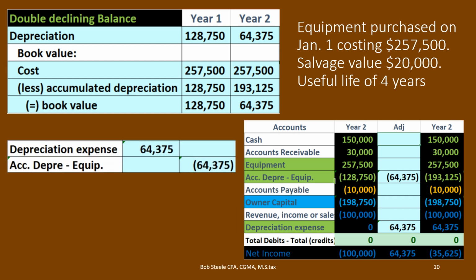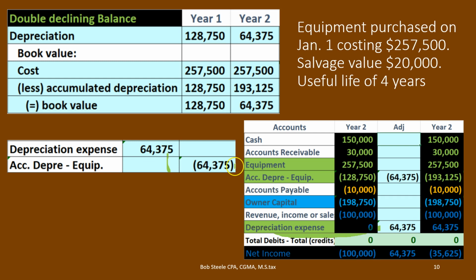The journal entry is going to be a debit to depreciation expense. It's an adjusting entry. So we debit the income statement account, making it go from 0 up in the debit direction to 64,375. What does that do to net income? 100,000 revenue less the expense brings net income down from 100,000 to 35,625. This is income, credit represented by brackets. That's obviously recorded here with this journal entry.